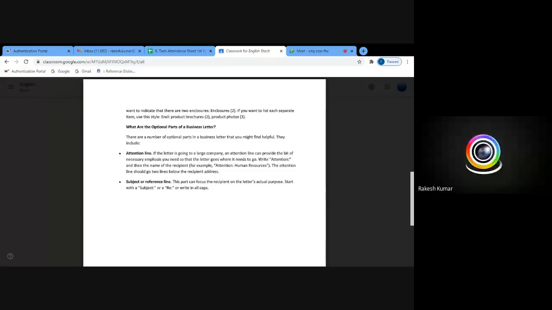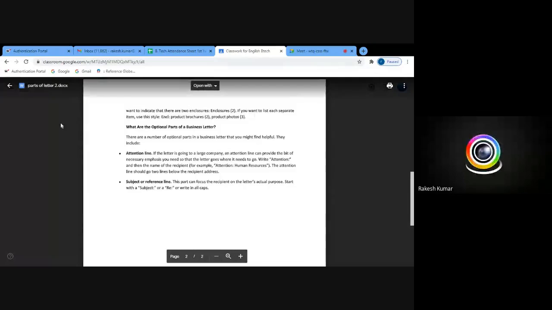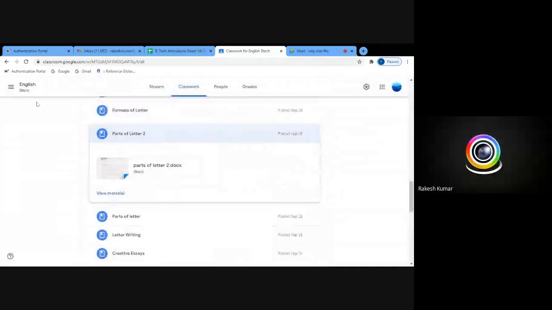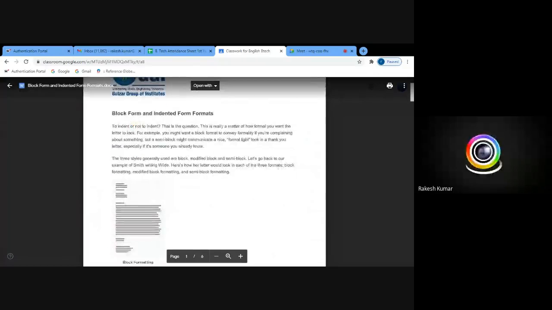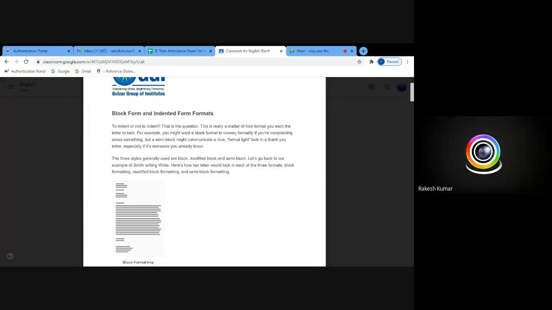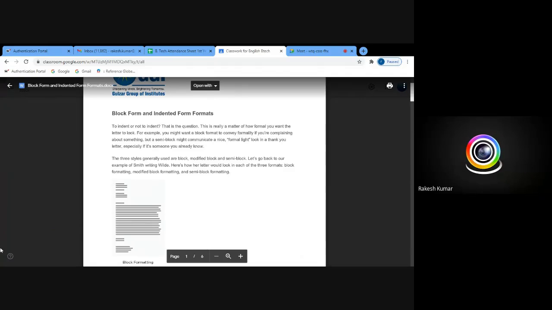Now the next question that comes is what kind of format we should use. Format means the way of writing it. There are different formats of writing business letters. The very first is called the block format. Block format says that the whole information, or the way you write the letter, goes onto the left hand side. Every piece of information should be aligned to the left margin.